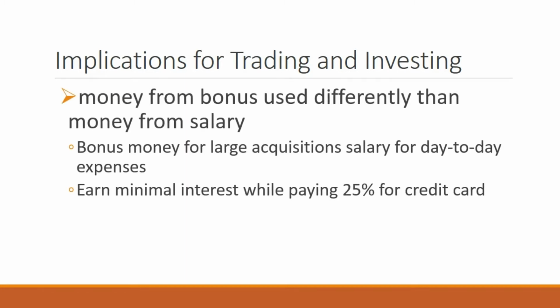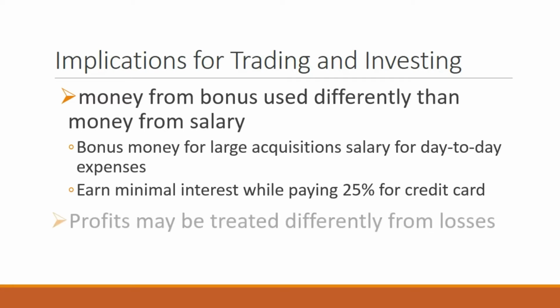The implications of this is that we use money differently depending on which of the mental accounts it sits in. So, for example, money from bonus will be used differently than money from salary. Bonus money may go towards large acquisitions, while salary goes for day-to-day expenses. It also means that we can have one account that earns a minimal rate of interest, while at the same time another account is paying 25% on the credit card bill.